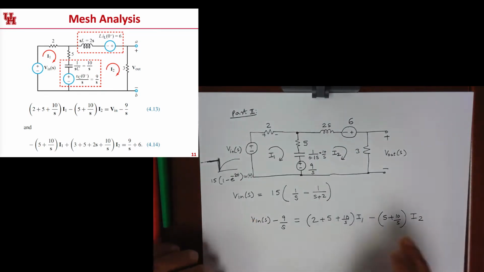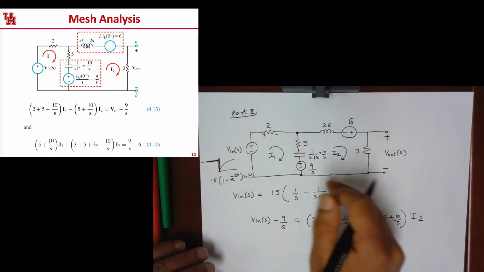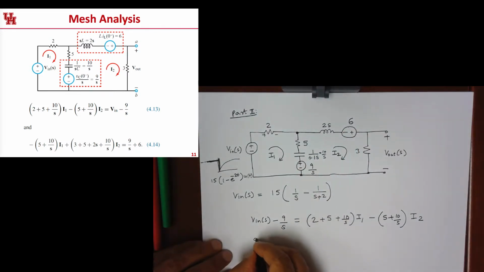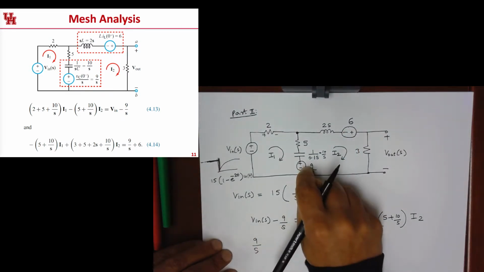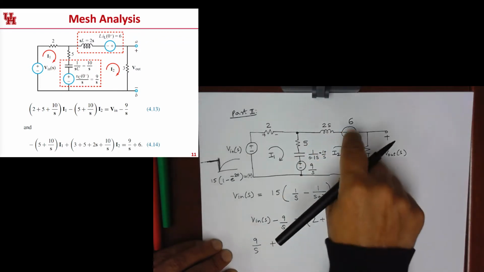So this is our first KVL. Now we're going to write a KVL for this part of the mesh. In terms of voltages, we're going to have 9 over S for this, and then we're going to add the 6 volts here for this guy.